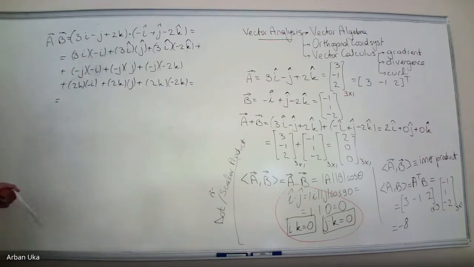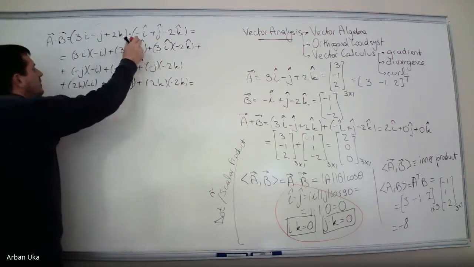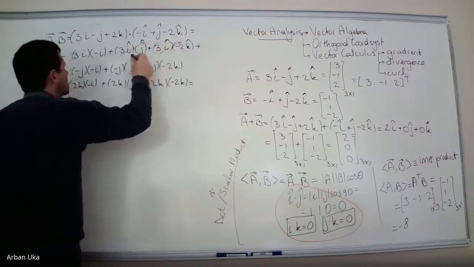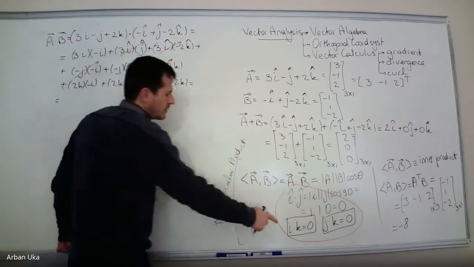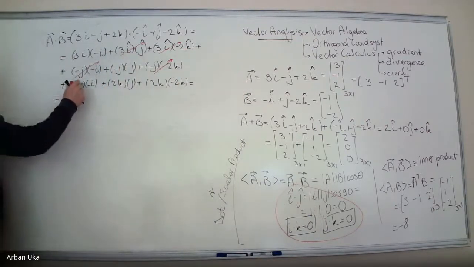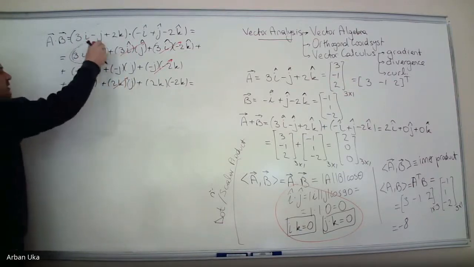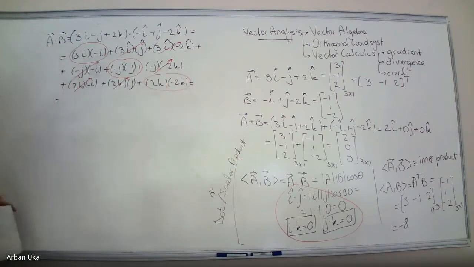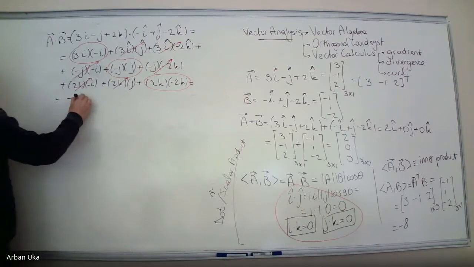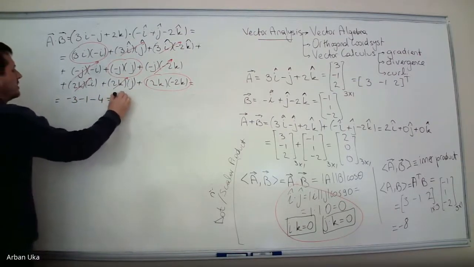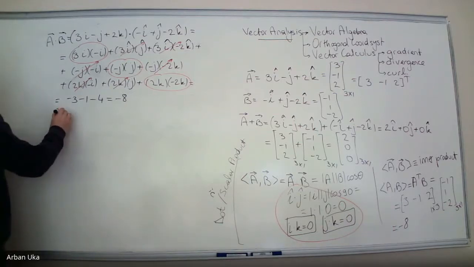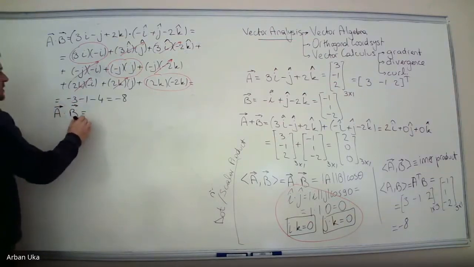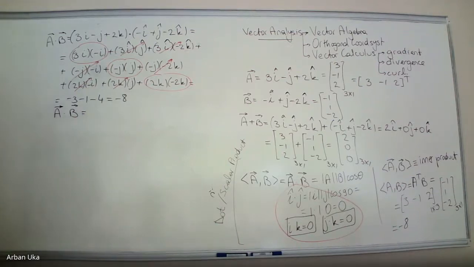In this whole thing, we know that the dot product between i and j is 0, j and i is 0, j and k is 0, and similarly the other cross terms are 0. The only three surviving terms are the three same-axis terms. As a result, we get minus 3, minus 1, minus 4, which is equal to minus 8. So this is what we observe for the scalar product. Now, for this A dot product B, we can also define the magnitude of A.